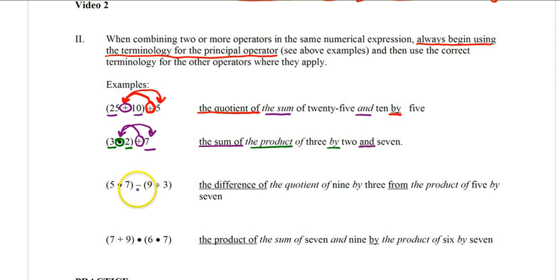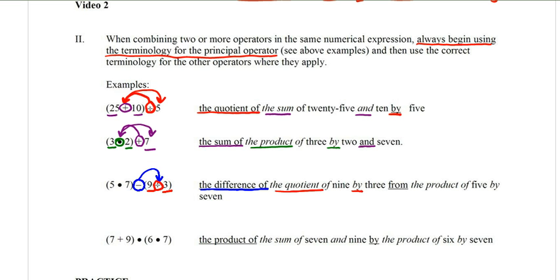In the next example, our principal operator, the one outside the grouping symbols, is a subtraction sign, which translates as the difference of. We remember that differences are different, and so this time we go to the right. On the right is a quotient. Quotients go to the left. We pick up the number 9 on the left, use the connecting word by, and then pick up the 3, which is on the right.